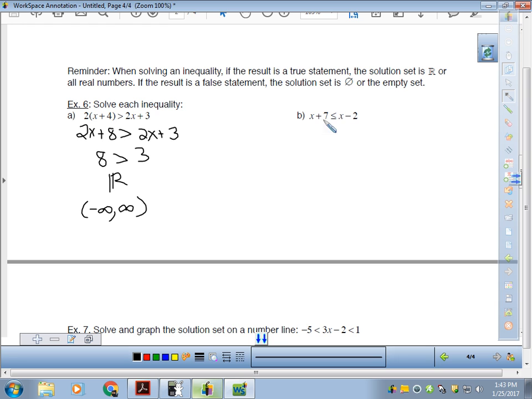And B, we got x plus 7 is less than or equal to x minus 2. Here we would subtract the x over. When we subtract it over, it cancels, and so we end up with just 7 is less than or equal to negative 2. Is that a true statement? Is 7 less than or equal to negative 2? No, that is false. Okay. So this has no solution.